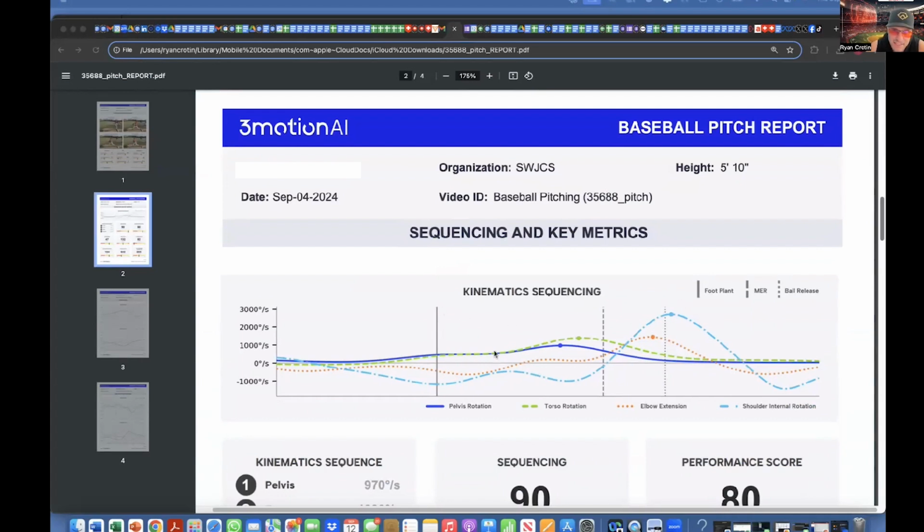You see how we have lines? These are telling us when they happen. The solid line is at foot plant. Now I wish they had positions, but this is velocities. This is how fast the joints are moving. Then you've got maximal external rotation. This line's telling us layback. And then here's our good old fashioned ball release.